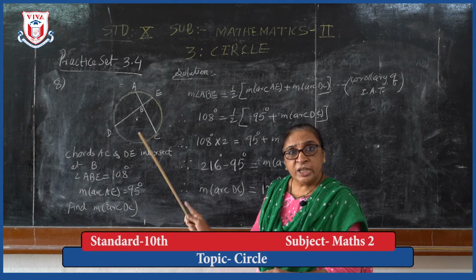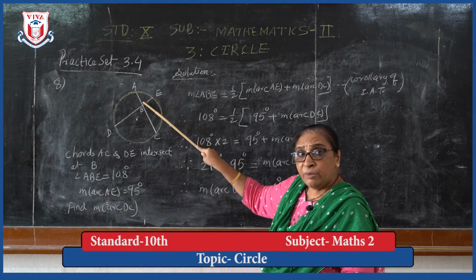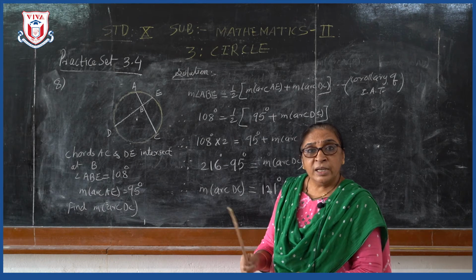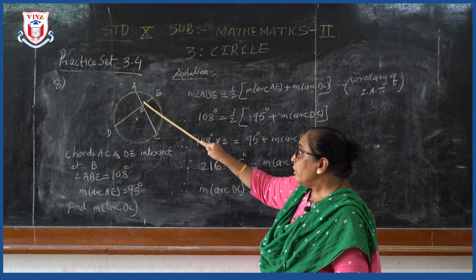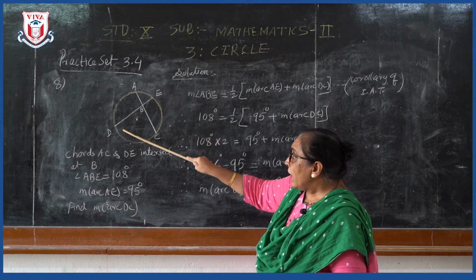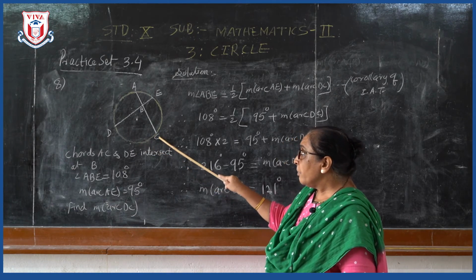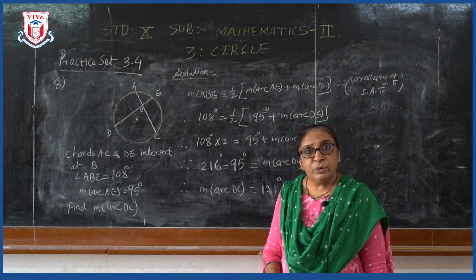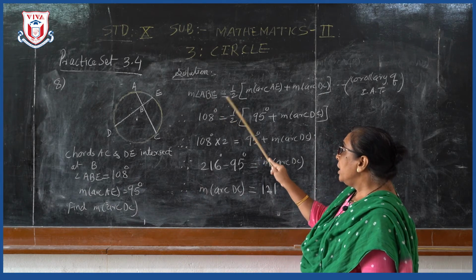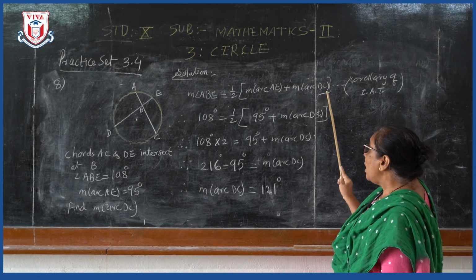In such a figure we have seen that the measure of angle ABE will be equal to what? Half the sum of the arcs intercepted by that angle and its vertically opposite angle. Now ABE intercepts arc AE and DBC, the vertically opposite angle of it, intercepts arc DC. So we get the statement by using the corollary of the inscribed angle theorem: measure of angle ABE is equal to half of measure of arc AE plus measure of arc DC.